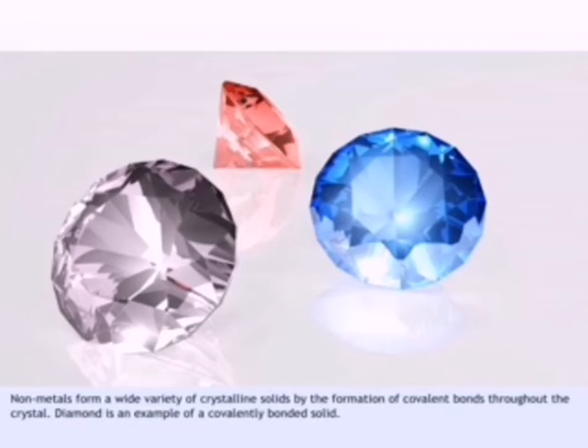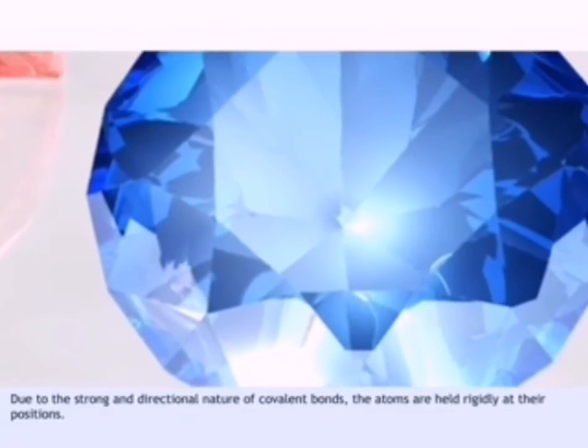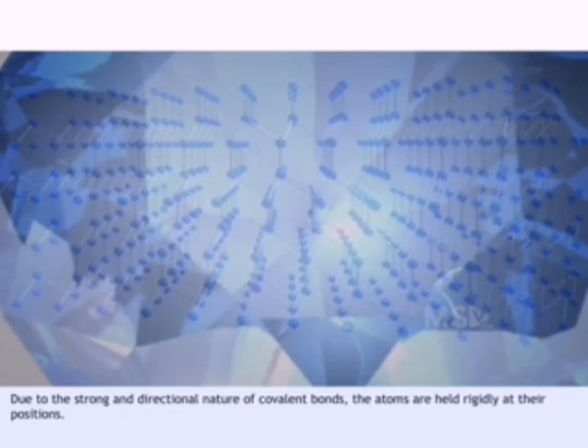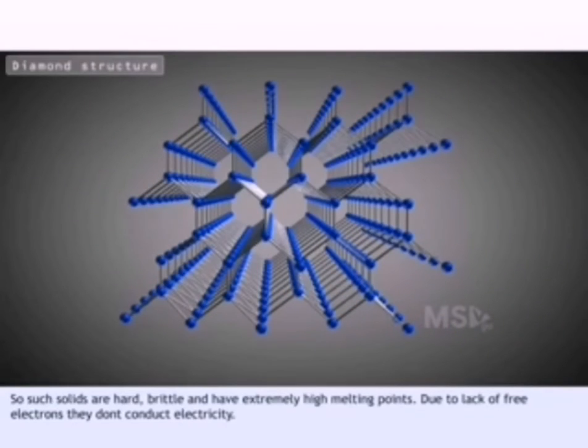Covalent or network solids. Non-metals form a wide variety of crystalline solids by the formation of covalent bonds throughout the crystal. A diamond is an example of a covalently bonded solid. Due to the strong and directional nature of covalent bonds, the atoms are held rigidly at their positions. Such solids are therefore hard, brittle, and have extremely high melting points. They do not conduct electricity as they have no free electrons.